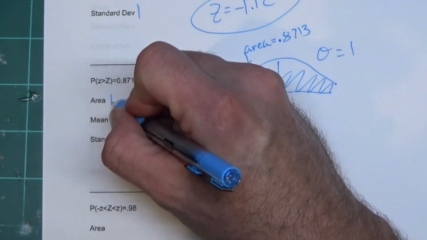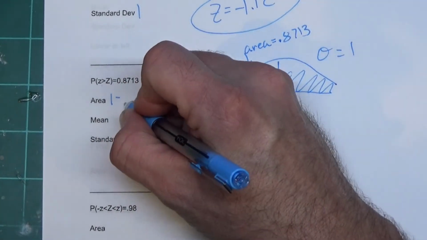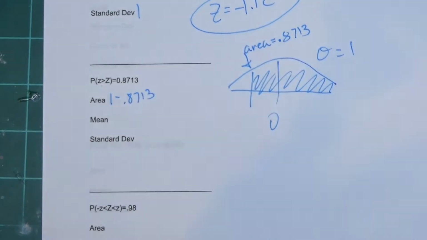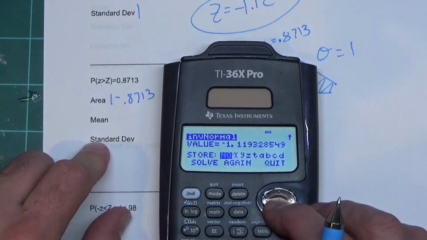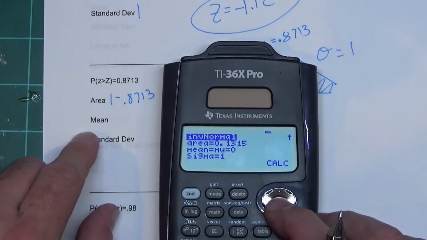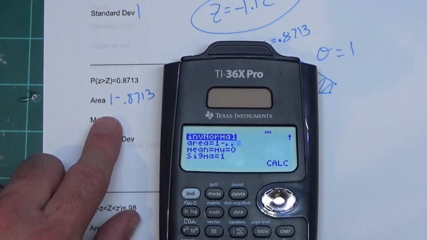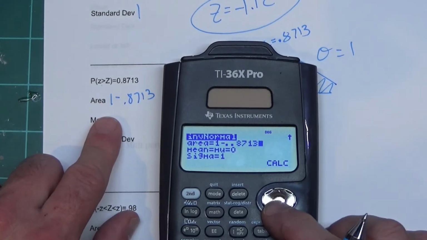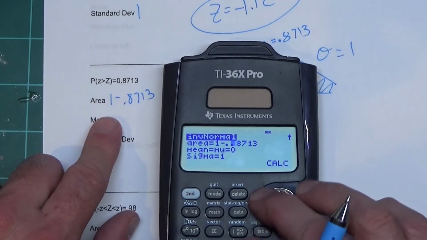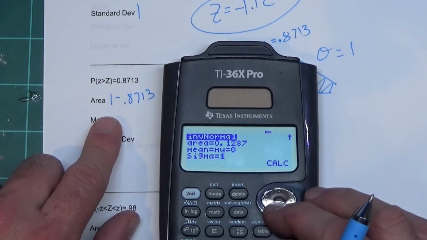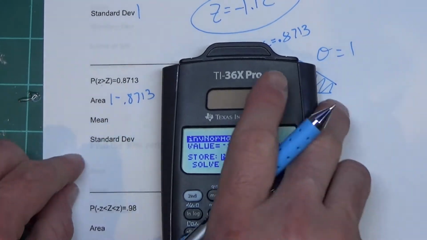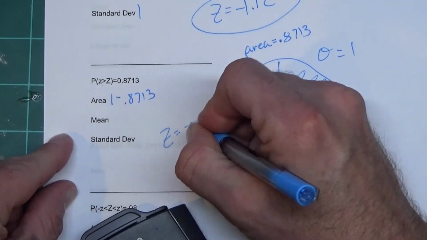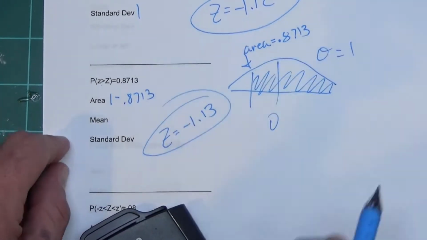So what I'm going to do is type 1 minus 0.8713 because the total area under these bell curves is 1. Okay, I'm going to hit solve again on this one. So my area this time is 1 minus 0.8713. I got 2 points in there and it's going to say error, so I get rid of 1. Mean is 0, standard deviation is 1. Hit calculate, and it tells me z is negative 1.13. Okay, going to the next one.